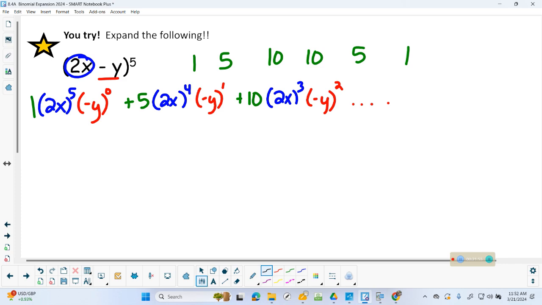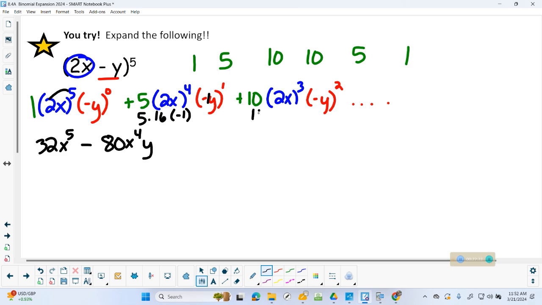So of course my first term, I've got my 2 to the 5th here. 1 times 2 to the 5th, I'm going to ignore the 1. 2 to the 5th, 32. And of course y to the 0 is 1. I'm going to ignore that. Your next term, I'm going to have 5, 2 to the 4th. And if it helps, think of that as negative 1, negative 1 to the 1st. So here's where you're going to get that alternating sign. 5 times 16 times negative 1 is negative 80. X to the 4th y.